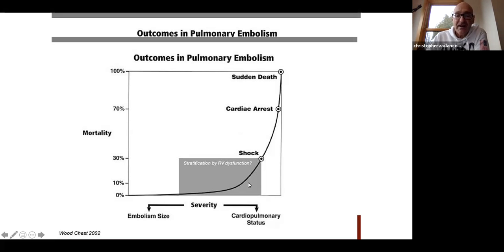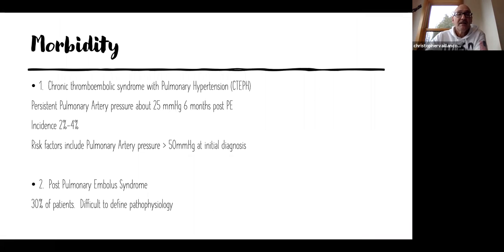So trying to sort of, how do we potentially do something to these patients, maybe unload their RV, such that they don't progress onto this, and trying to identify which those patients are. So what about morbidity? So there's this syndrome called chronic thromboembolic syndrome with pulmonary hypertension. This is persistent pulmonary arterial blood pressure above 25, 6 months post-PE.